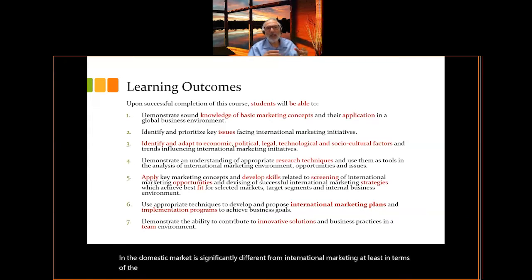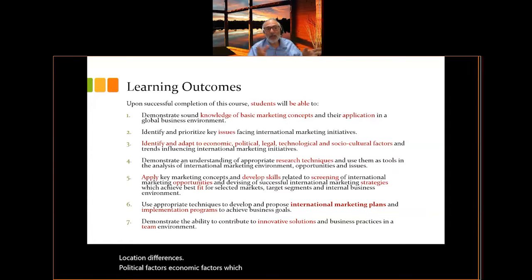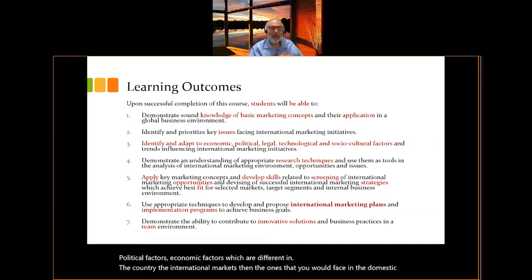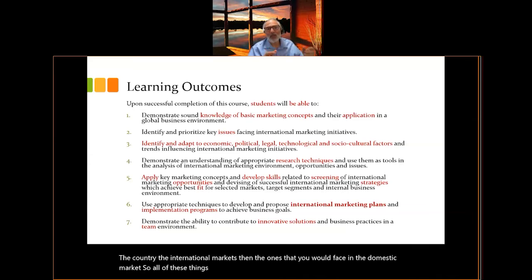You know, things like cultural differences, location differences, political factors, economic factors, which are different in the international markets than the ones that you would face in the domestic market. So all of these things create a little bit of a challenge to the international marketer. So we're going to identify some of these issues.